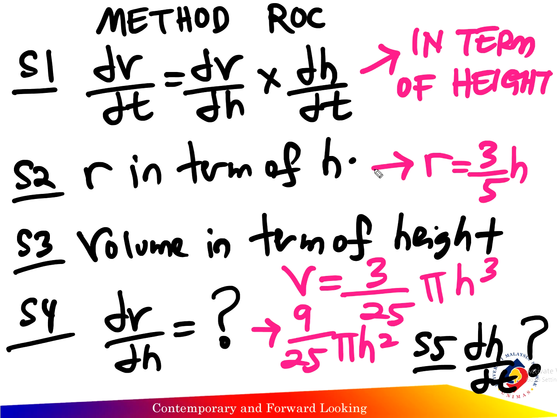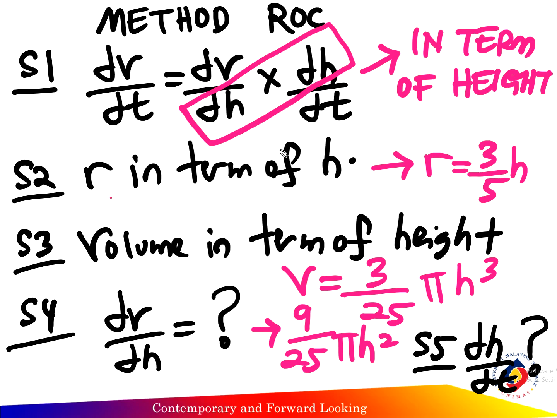Okay, so first method, you write down the parametric equation in terms of the height. Yeah, so dV over dt equals dV over dh times dh over dt. You check the terms. So this is the parametric equation in terms of the height. And method, you write down the radius in terms of the height. So you compare the height and the radius of the inverted cone with the height and the radius of the water. So the radius equals 3 over 5 times h.